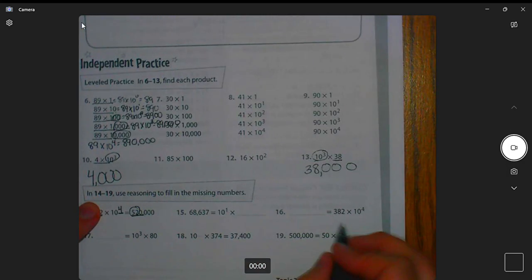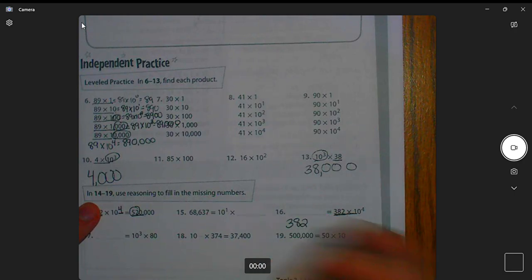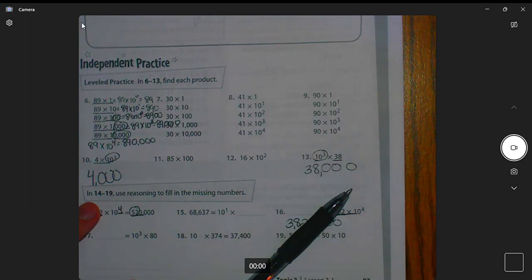Let's look at this. 382 times 10 to the 4th. Ooh. I want to start with my basic fact. 382 times 1 is 382. How many tens am I using? Right, 4. 1, 2, 3, 4. 1, 2, 3, comma follows me. Oh, still have more numbers. Got to keep going. 1, 2, 3, comma follows me. So 382 times 10 to the 4th is 3,820,000.